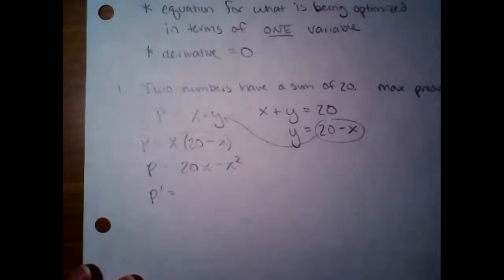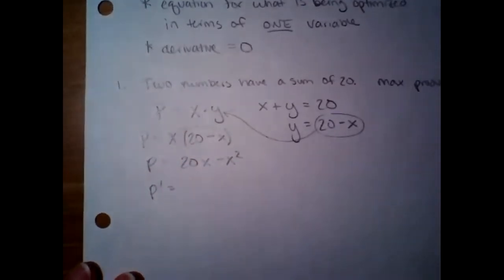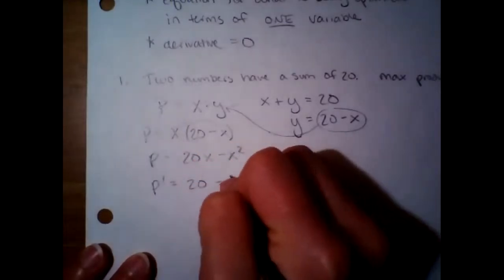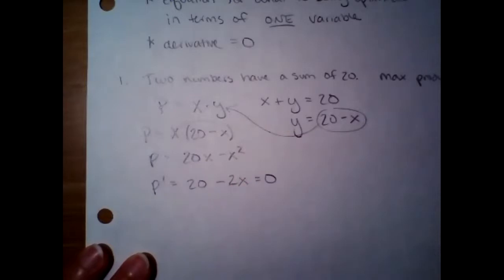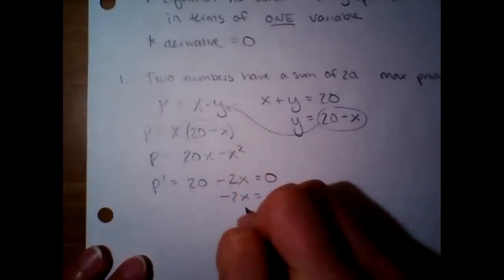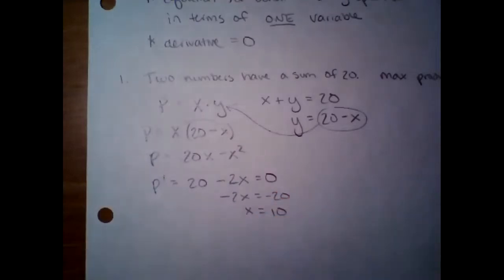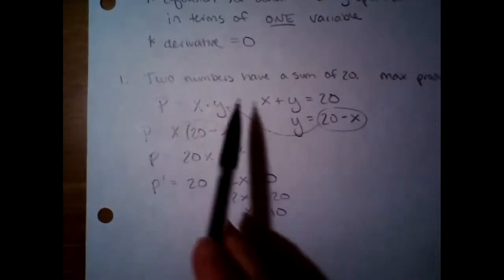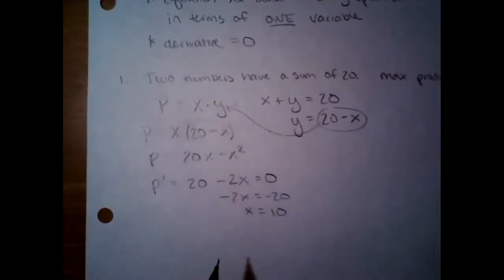So we're going to do p prime equals, and this derivative would be 20 minus 2x. We're going to set that equal to 0. Then you would subtract over the 20. Divide by -2, and you get x is 10. So these problems are very heavy on the algebra. The only step of calculus I did was taking the derivative. Literally the rest of this is a bunch of algebra, so you just have to fight your way through it.